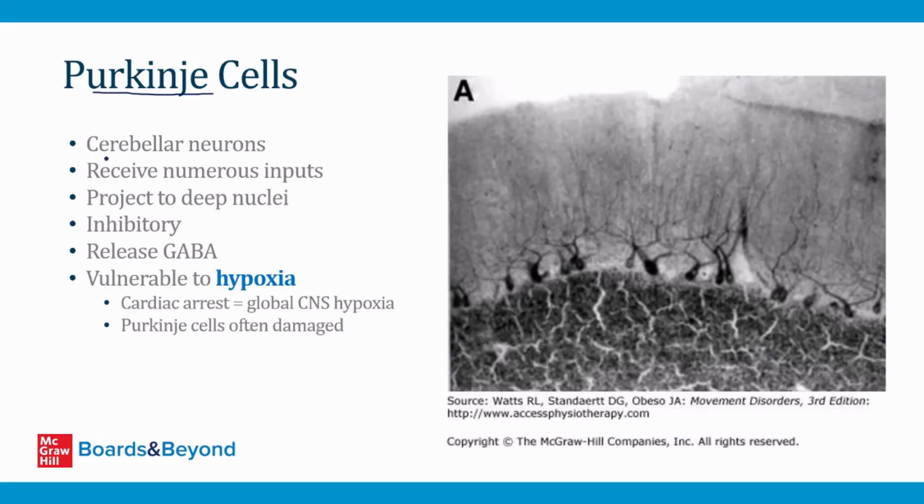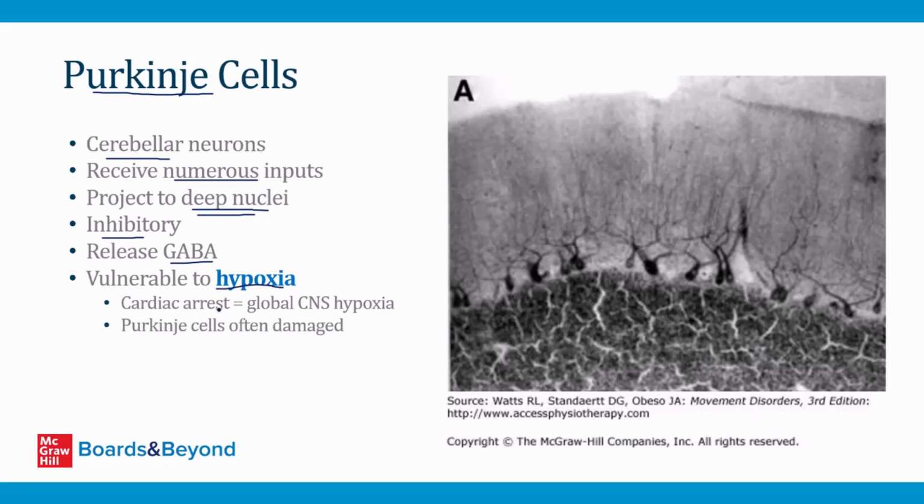Okay, so now let's talk about the Purkinje cells in a little bit more detail. These are neurons of the cerebellum. They receive lots of inputs, but they project to one place, the deep nuclei of the cerebellum, which we'll talk about in a second. These neurons are inhibitory. They release GABA, which is an inhibitory neurotransmitter, to influence the deep nuclei and to modify the deep nuclei signals leaving the cerebellum.